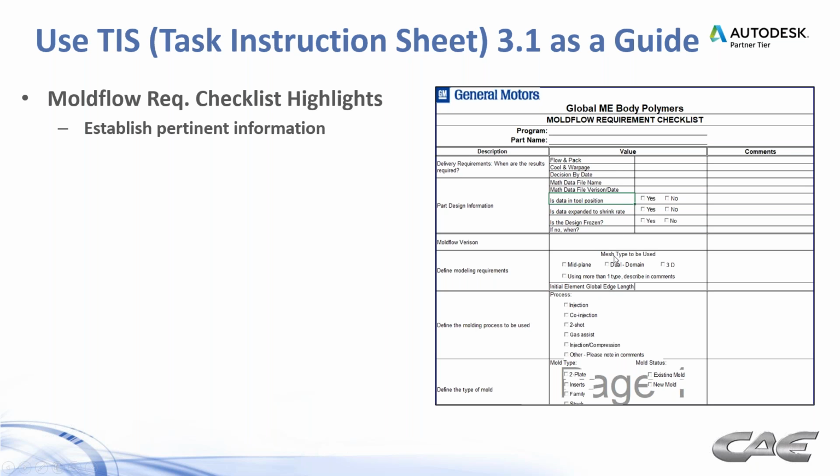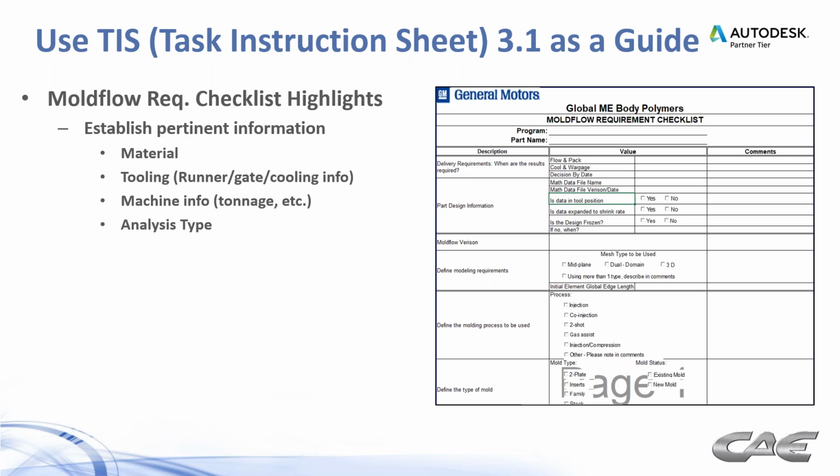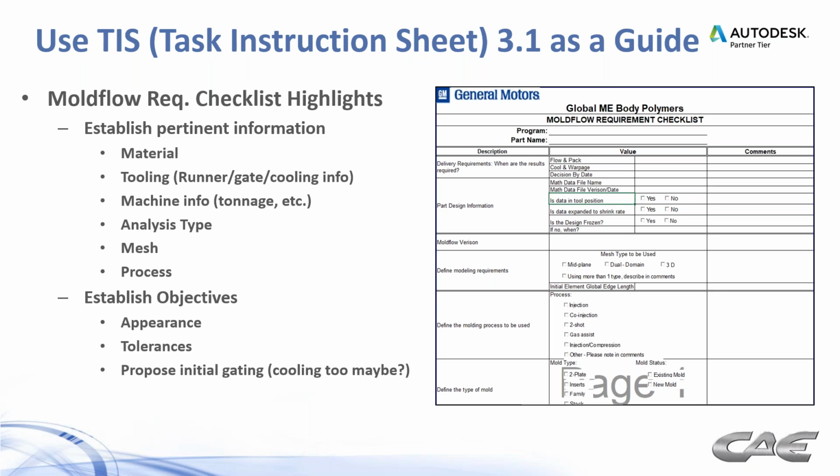But some of the highlights are to help you establish pertinent information, machines and so forth, materials, tooling, analysis type, what type of mesh are we going to use, what's a basic process that we might run. But more importantly, probably is to establish objectives, appearance issues, tolerances, and to propose some initial gating, and maybe even talk about cooling at this point too. Maybe a cycle time target.